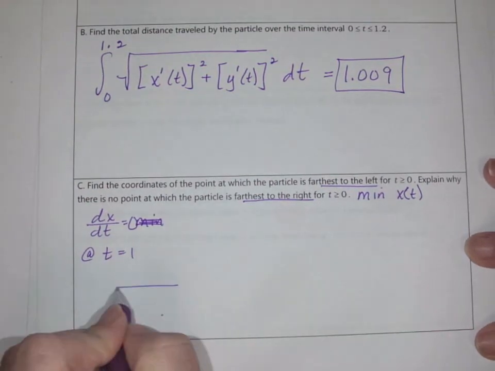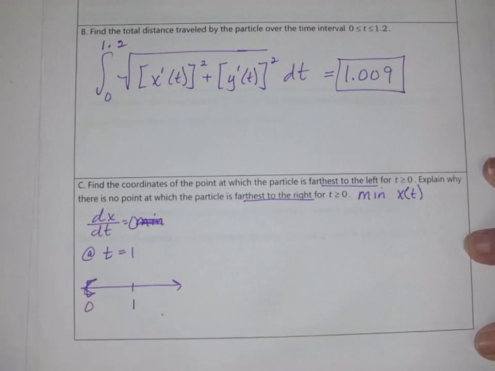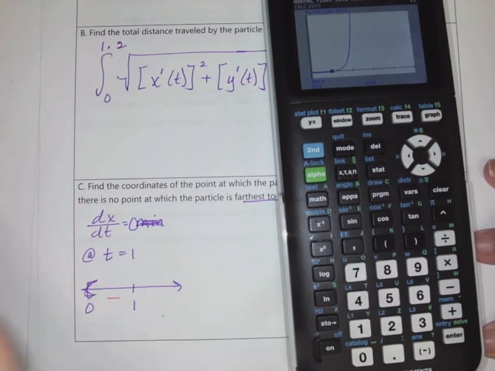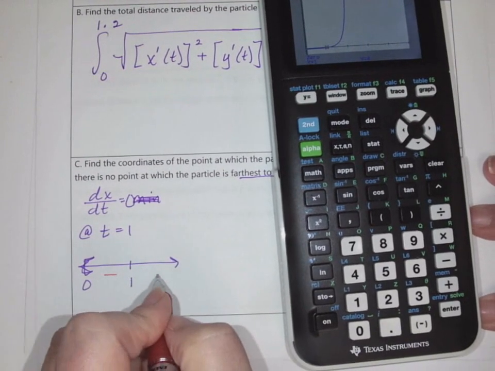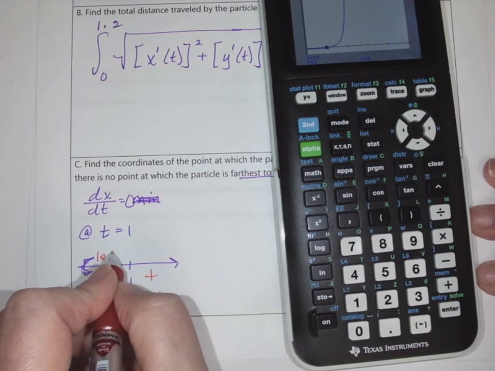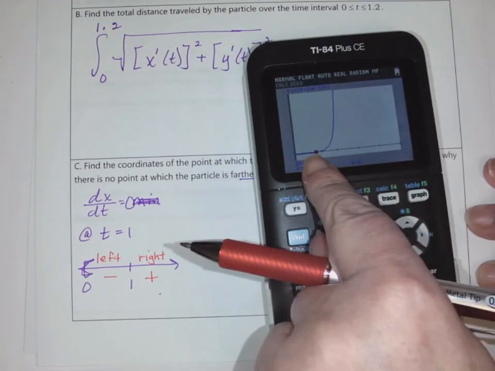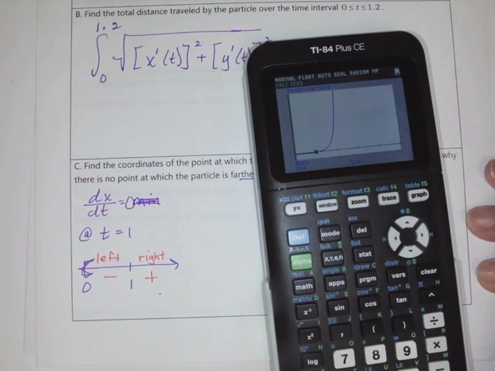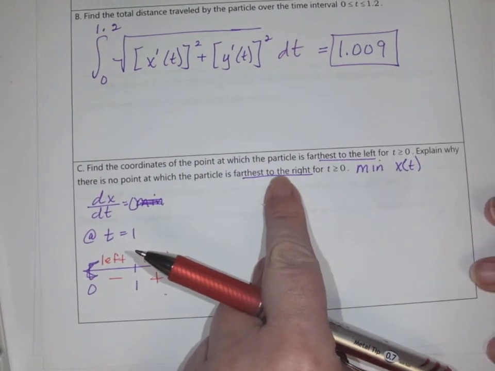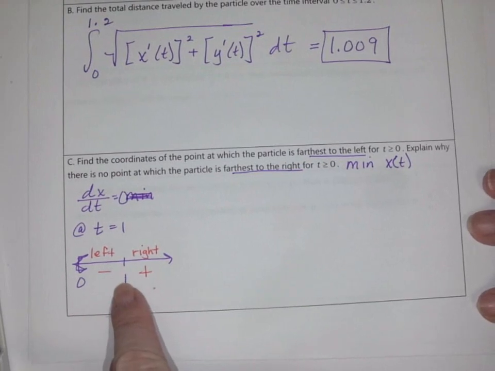If I do a sign chart for that at t equals 1, and remember, we start at 0, if I look at my graph, I'm negative to the left of 1 and positive to the right of 1. That means we are moving left, and then we switch and move right. There is no chance of this guy turning around and coming back. That's why there is no point furthest to the right. So we say furthest to the left is going to be at t equals 1.